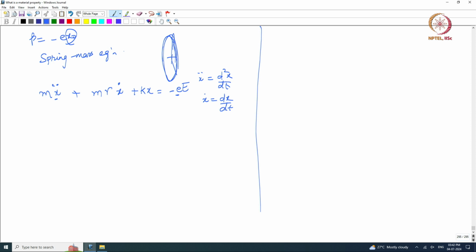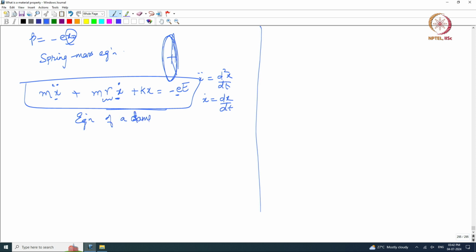Now, this is the dissipation term. The force is dependent on x dot, so x dot is the flux and this is the force. We did all these things earlier, and this is the equation of a spring mass, what is called a damped spring mass system. This is the damping term.